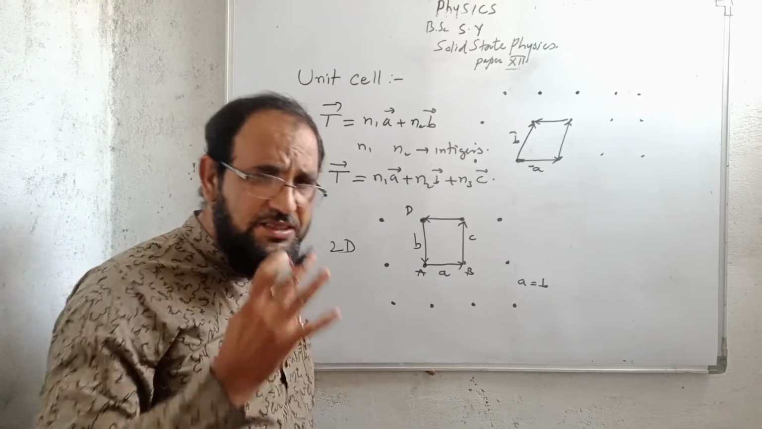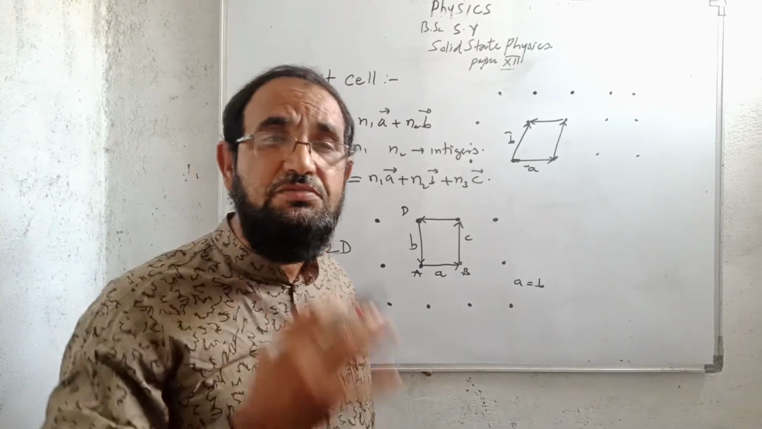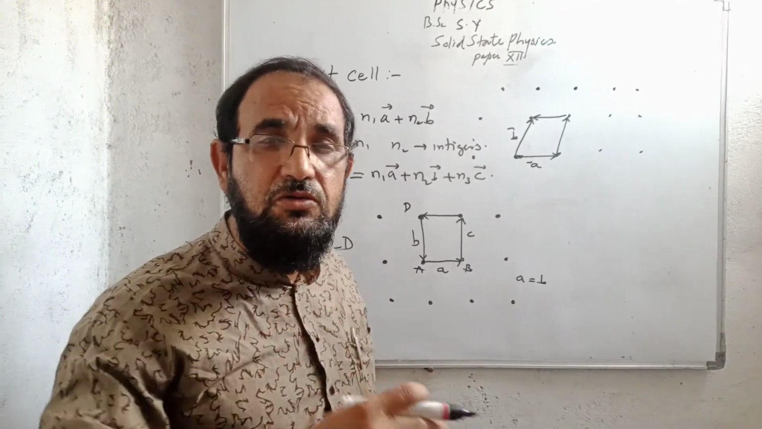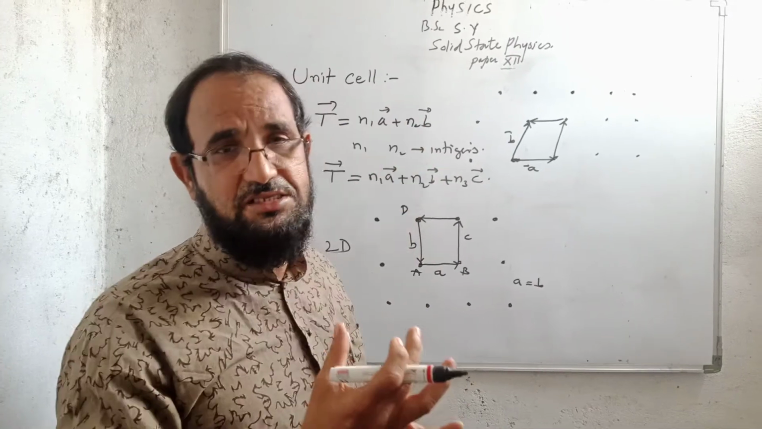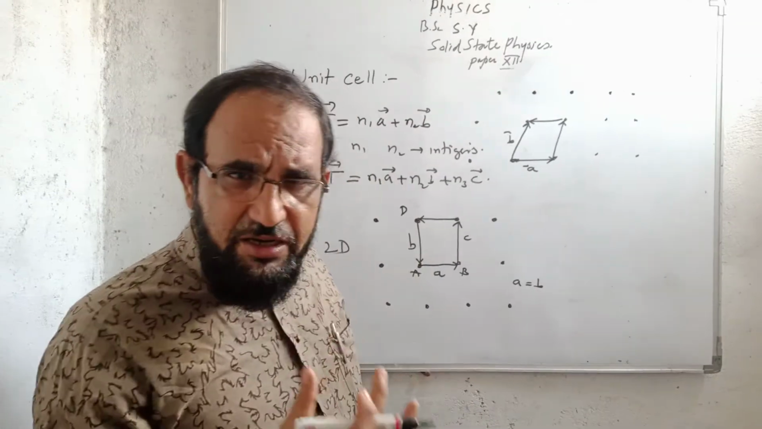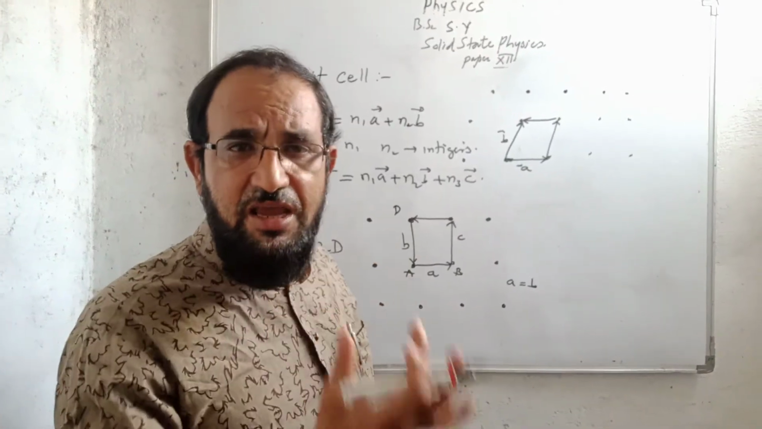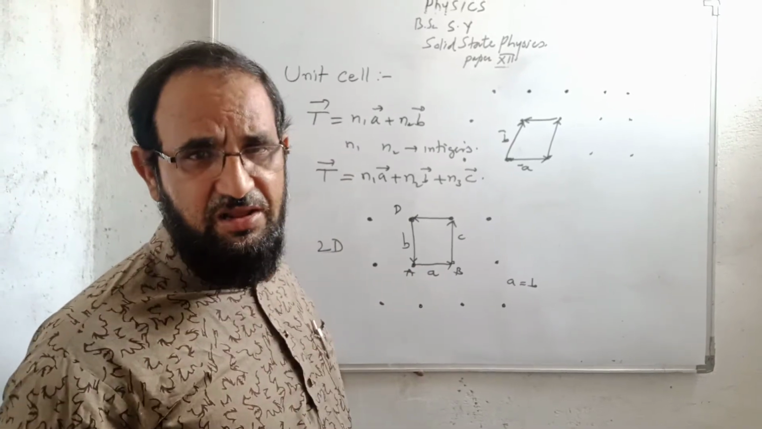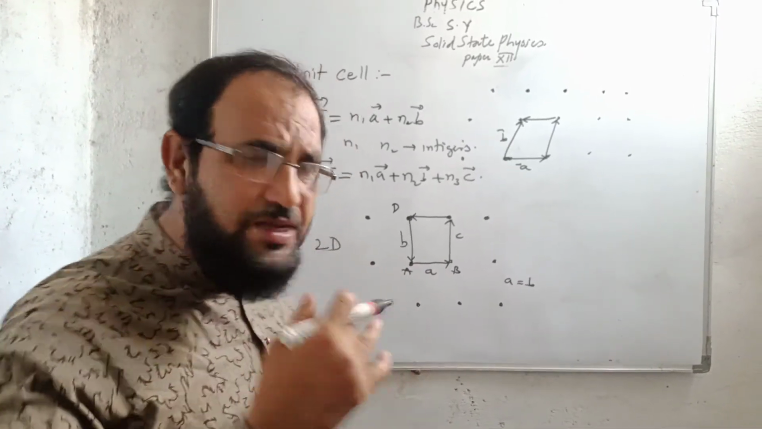So a unit cell depends upon the arrangement of the atoms or the molecules or the lattice points in a crystal, and that arrangement will decide the shape and size of the unit cell. And a unit cell is a basic building block.